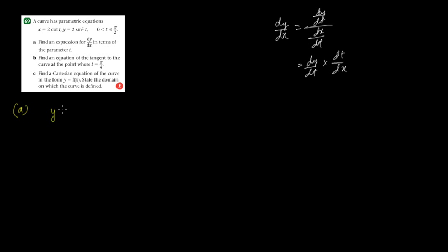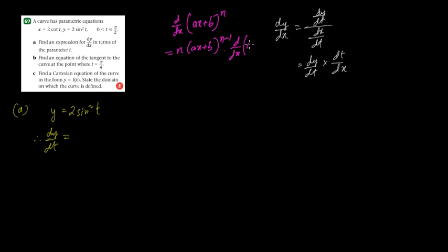So we differentiate y, where y equals 2 sine squared t. The derivative of y in terms of t is dy by dt. Remember, we are not differentiating in terms of x, we are differentiating in terms of t. Here we have a power, so the rule for the derivative of a power is this one. Remember, d by dx of (ax plus b) to the power n is n, then (ax plus b) to the power n minus 1, into the chain rule d by dx of (ax plus b).